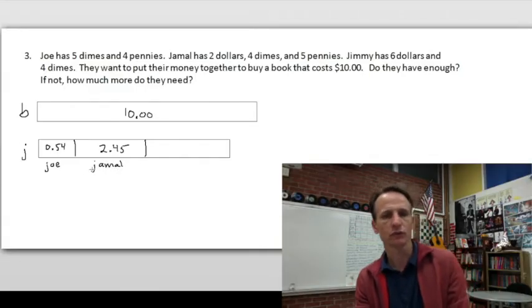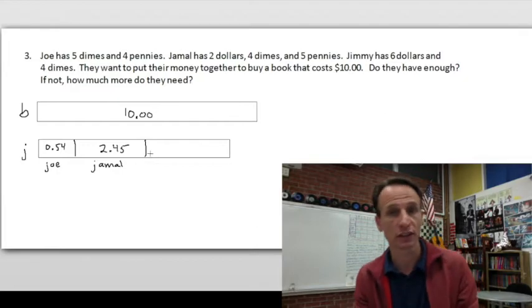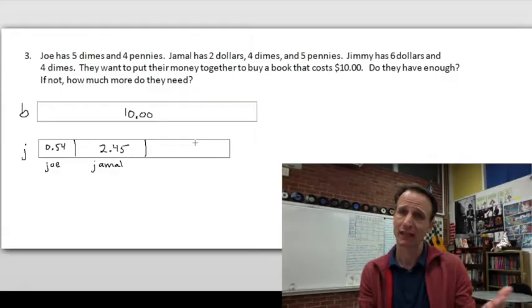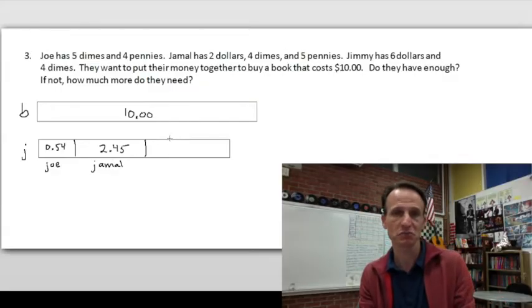And if you're wondering why I'm writing all these in lowercase, the answer is 'cause. Now Jimmy has $6 and 4 dimes. 4 dimes, 40 hundredths, right? 40 cents. So $6.40.